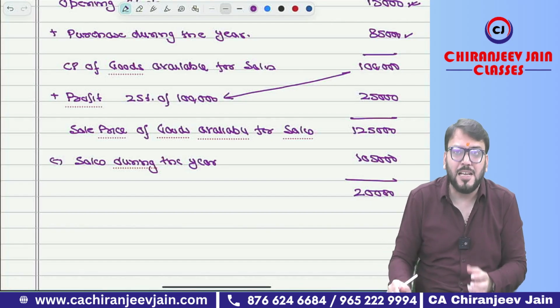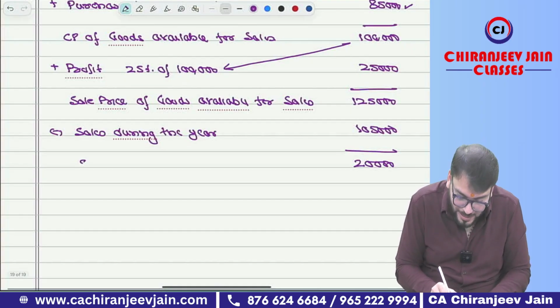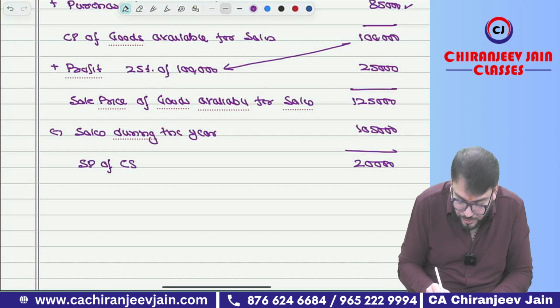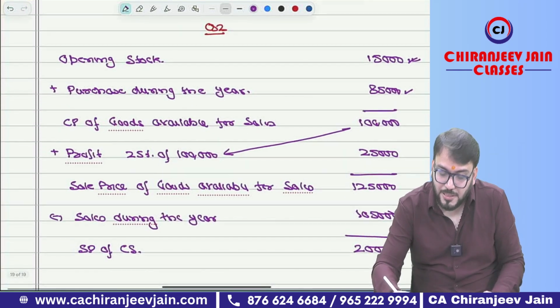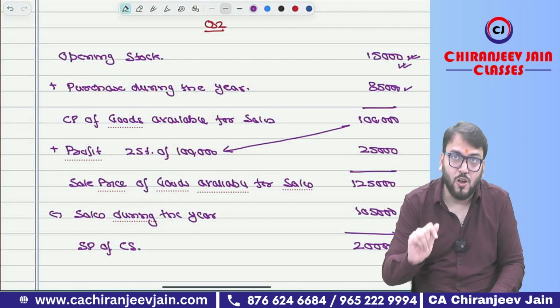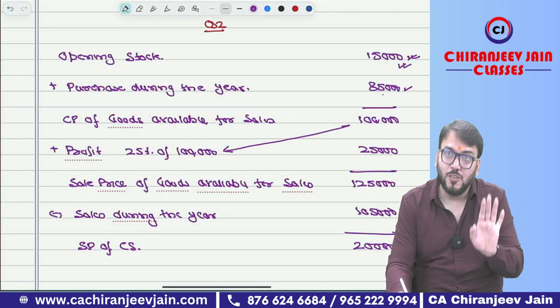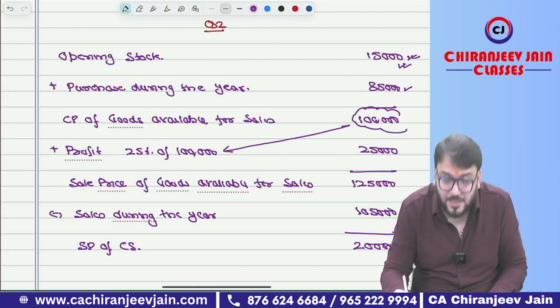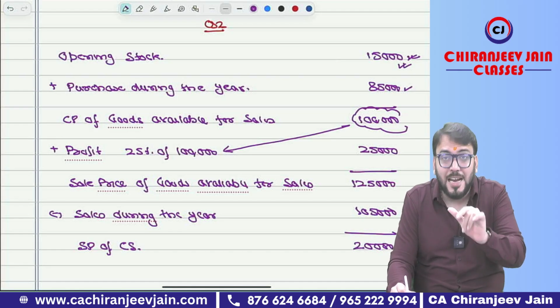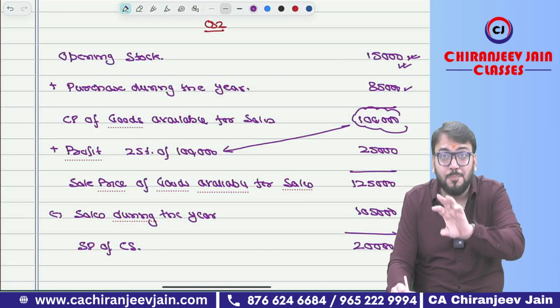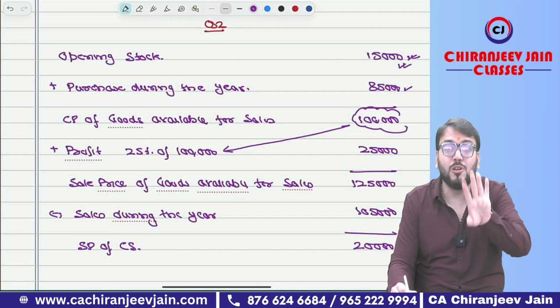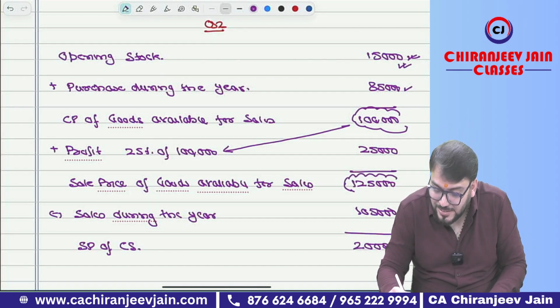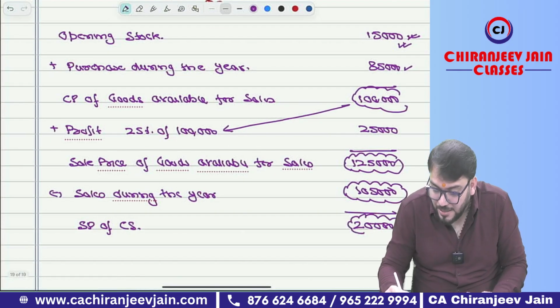But is this the cost price or sale price? This becomes the sale price of closing stock. Are you able to understand? One second. Your opening stock was 15,000 at cost price. You purchased 85,000 at cost price. These are total goods available for sale. Now, if you add profit margin to 1 lakh, that becomes the sale price of total goods available for sale. Out of 1,25,000, which was sale price, you have sold 1,05,000, that is also sale price. So whatever remains becomes the sale price of closing stock.